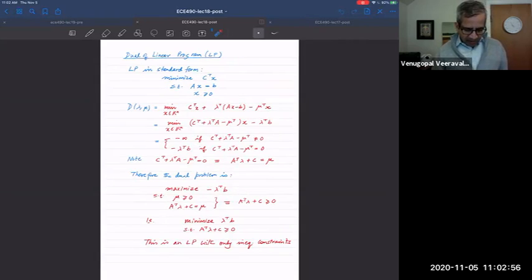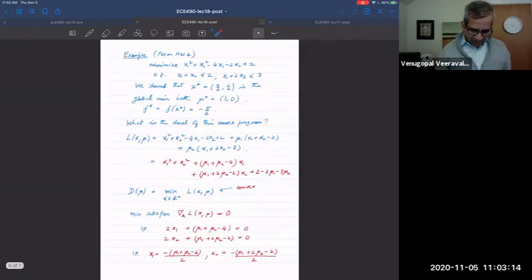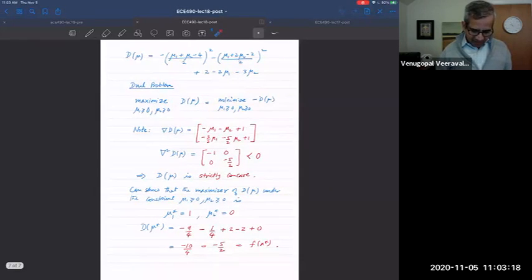Then we looked at the dual of a linear program and showed that it was also a linear program, but with a slightly different structure. In your homework, you're going to start with this structure and show that its dual will end up with a structure like this. Then we did an example. I think that's all we did last class. So, any questions about duality?